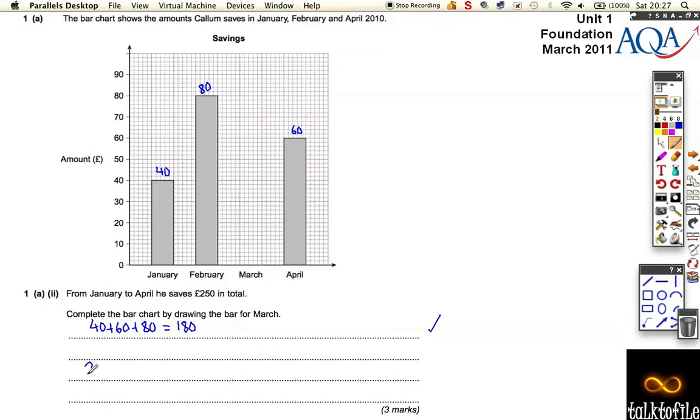Well, we need to do, he saved a total of 250 for these 4 months. So if we take away 180 from 250, we're left with £70 left. That's worth a mark. And then you need to add it to your graph.